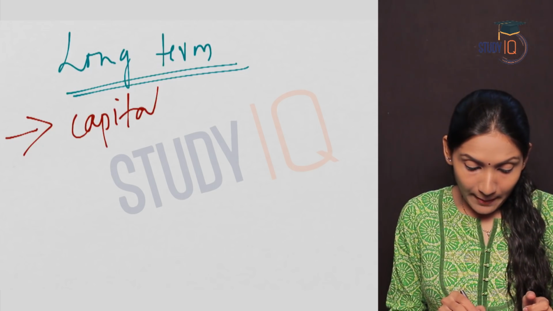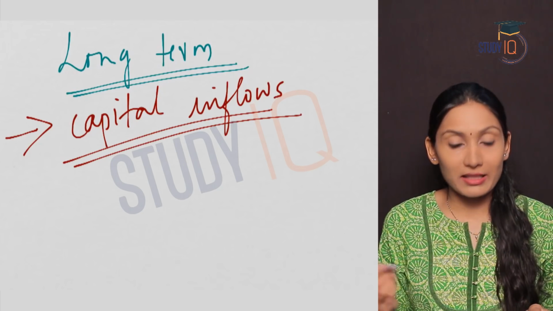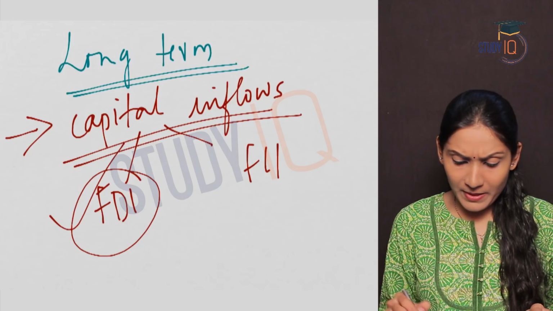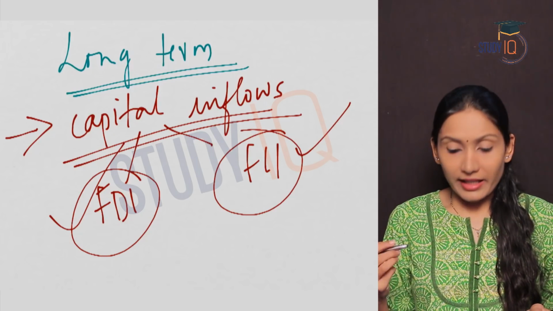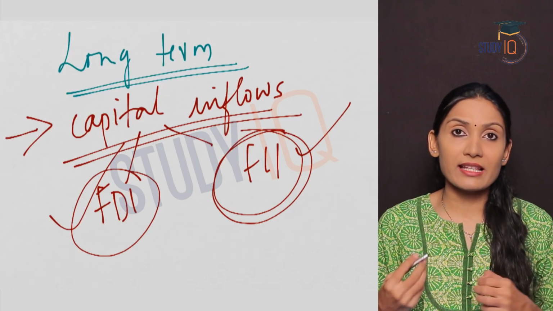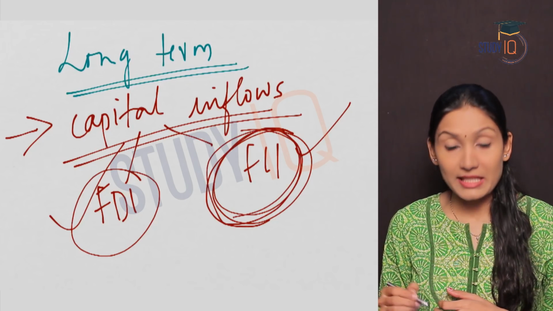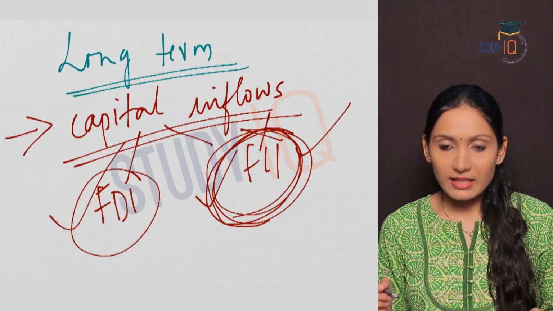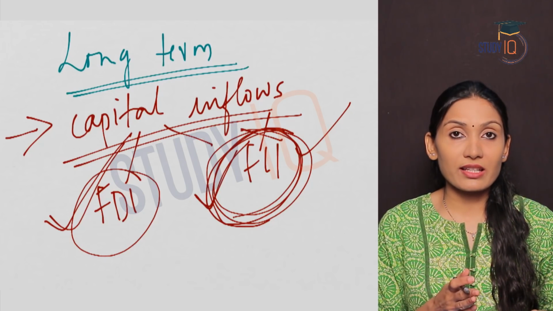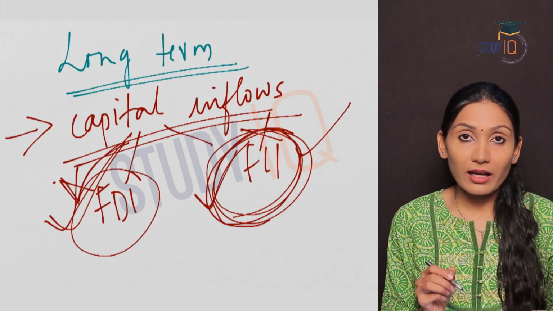One solution is capital inflows, which means that more capital should come into the economy from other countries in the form of FDI and FII, preferably FDI. Why? Because FII is volatile. Anytime they can take them back, because investing in FII means investing in the shares and equities of Indian companies, and the investors can take this capital back to their own economy anytime. So this is not a very reliable source of foreign capital, but FDI means investment in the infrastructure. So this cannot be taken back very easily. So this is more appropriate.